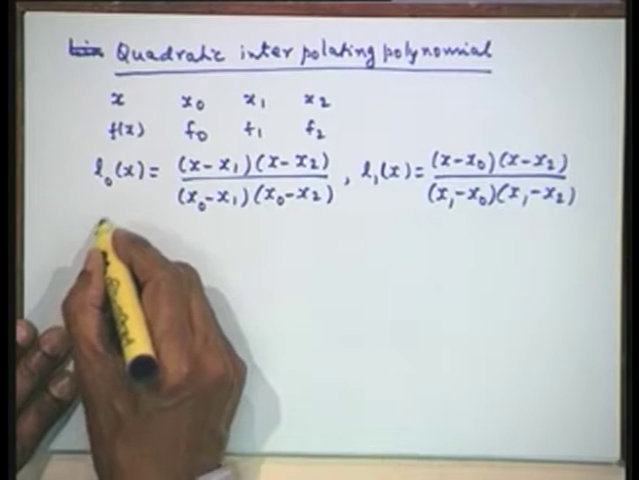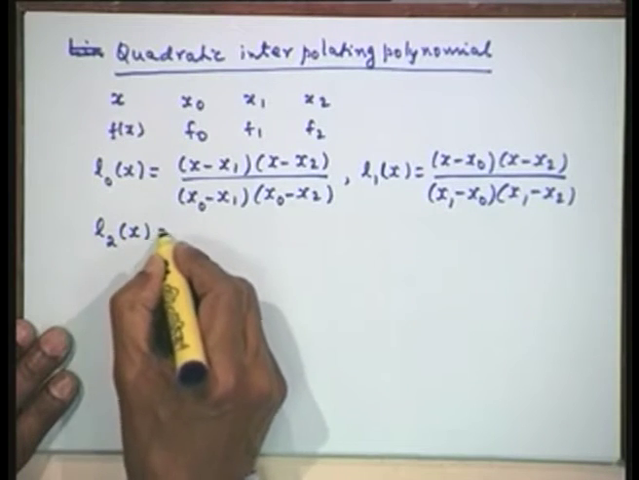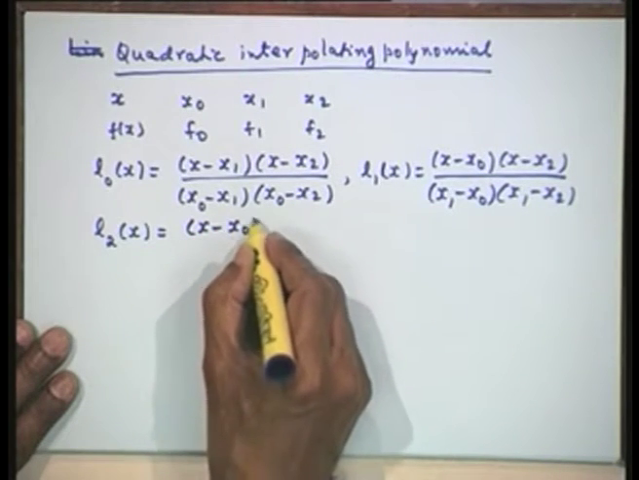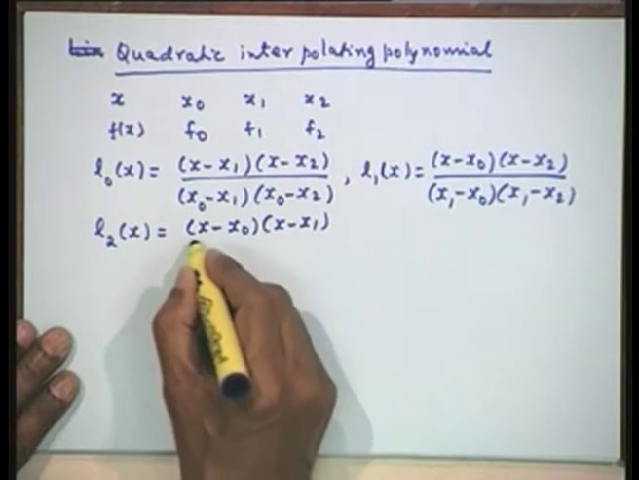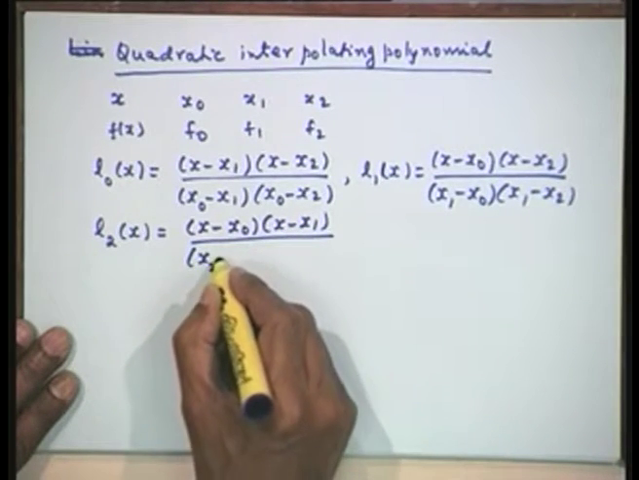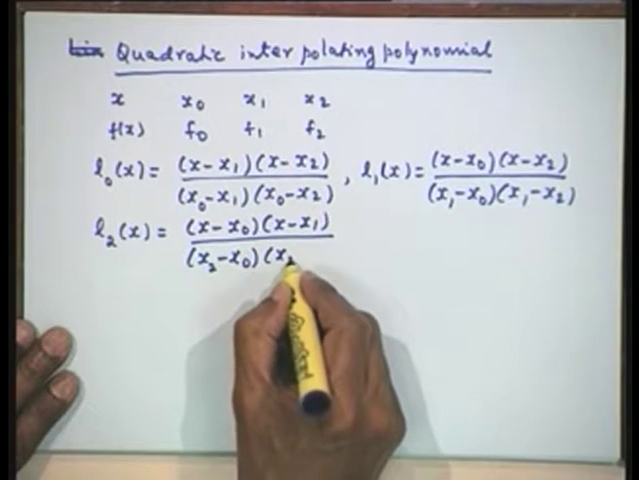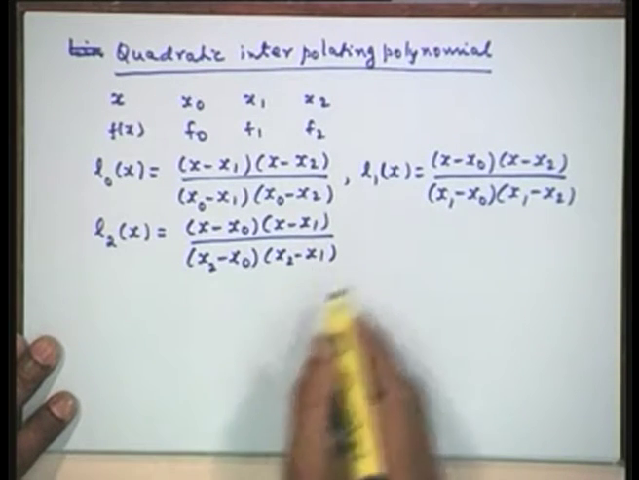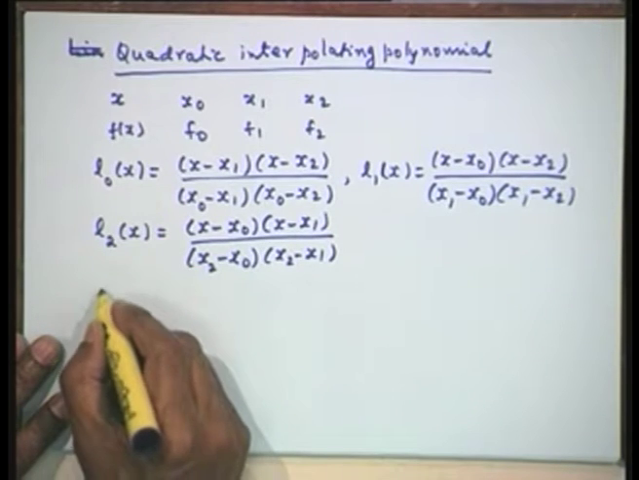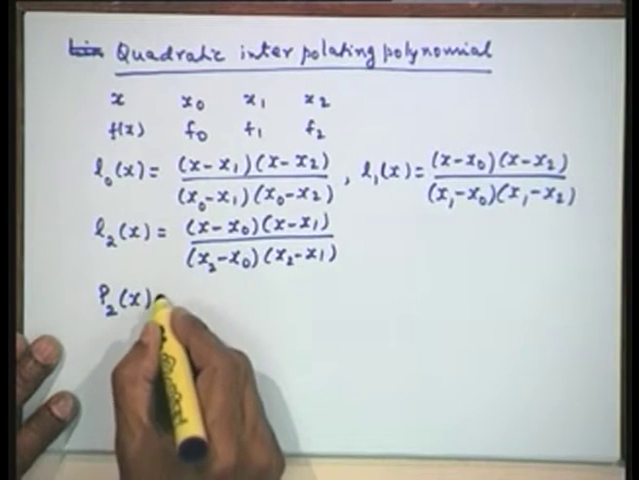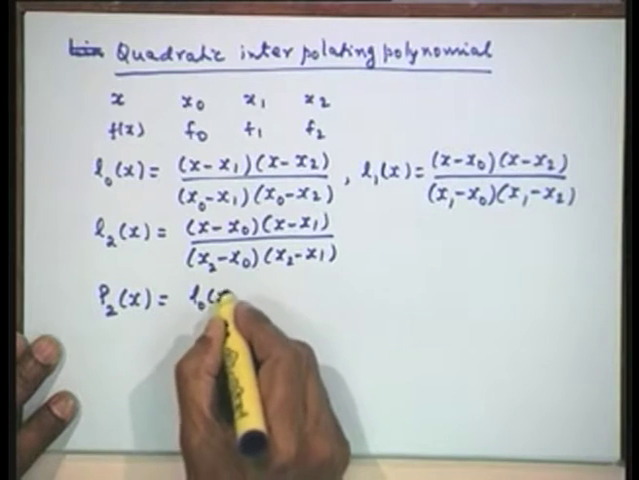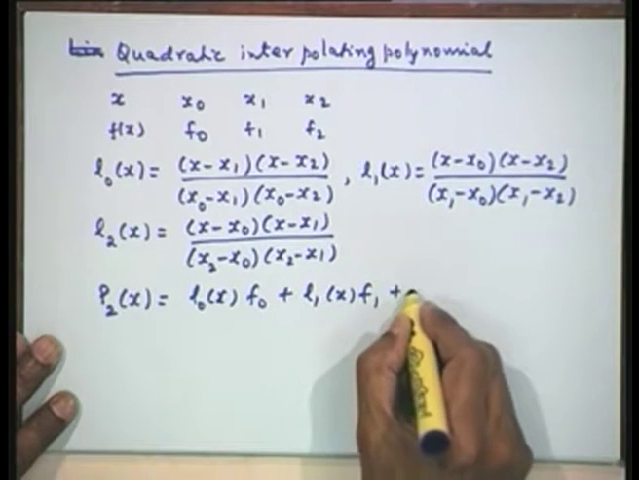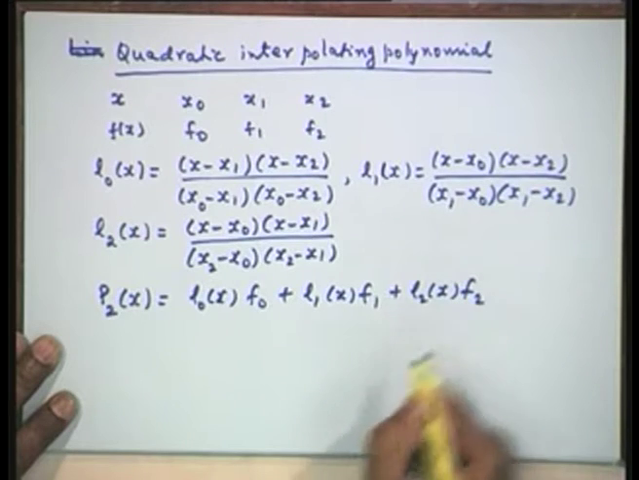And the third fundamental polynomial is L2(x). I skip now the numerator x minus x2. So, I will have x minus x0, x minus x1. I evaluate it at x2: x2 minus x0, x2 minus x1. Once these polynomials are evaluated, I immediately write down the polynomial of degree 2: P2(x) is equal to L0(x) f0 plus L1(x) f1 plus L2(x) f2.